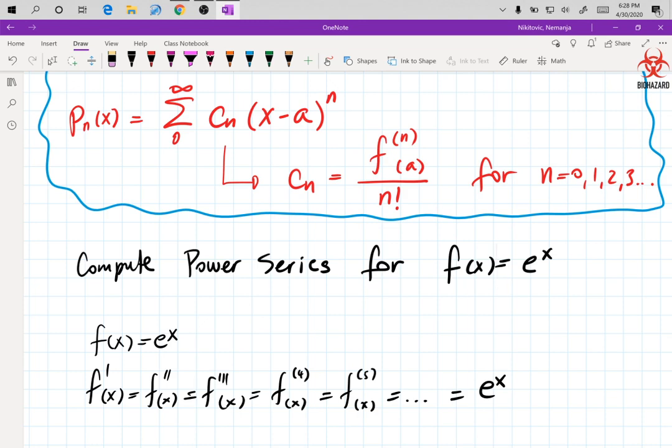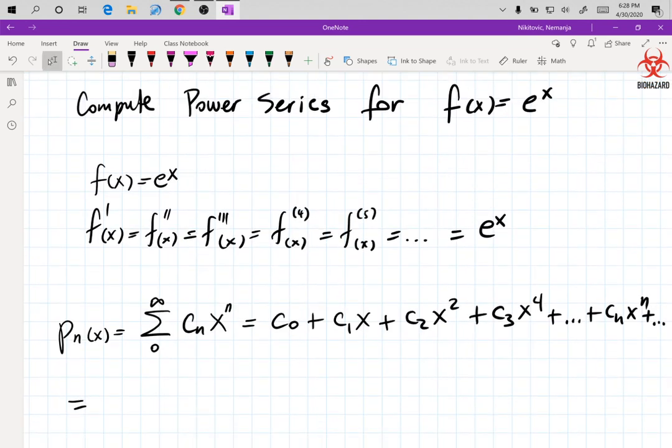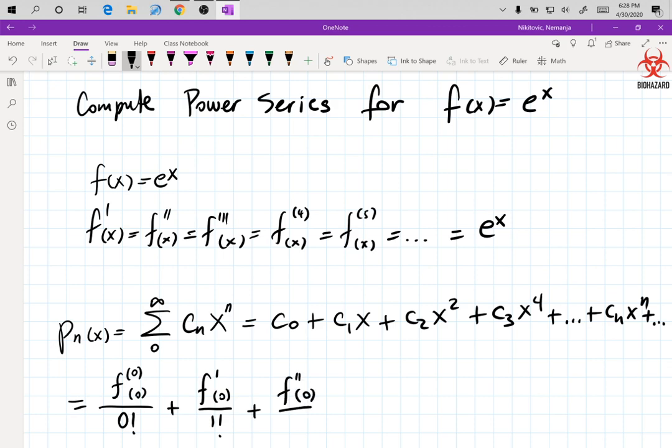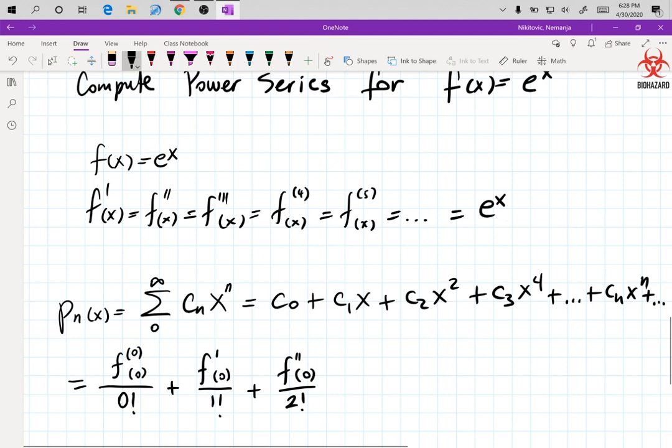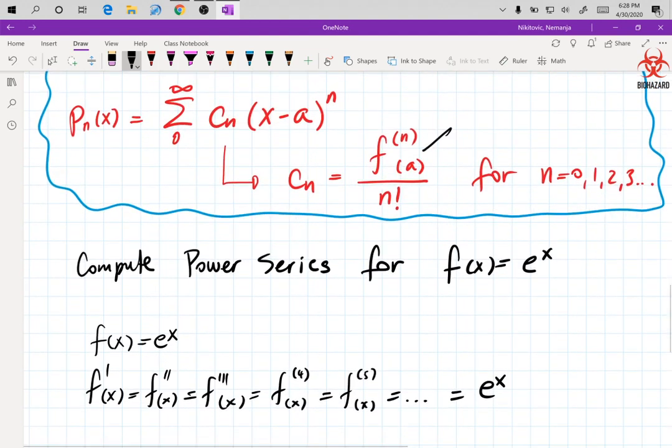So c0 is the 0th derivative of the function computed at 0 divided by 0 factorial, plus the first derivative of the function computed at 0 divided by 1 factorial, plus the second derivative computed at 0 divided by 2 factorial. Why am I calculating f of 0 constantly? Well, because we are centering at a. Since there is no mention of where this thing is centered, it's centered at 0.